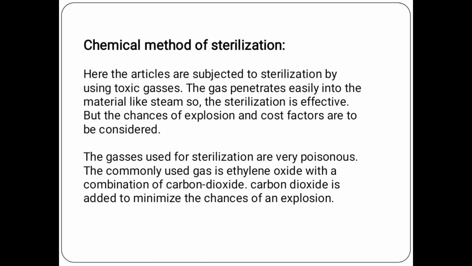And another method is the chemical method of sterilization. There are many articles or subjects to sterilize using toxic gases. The gas penetrates easily into the material like steam, so the sterilization is effective. But the chance of explosion and cost factor are also considered, especially in chemical sterilization. There is a lot of research going on in chemical methods of sterilization. We use different kinds of chemicals, especially to kill microorganisms on the surface of utensils. If we are using any dry product or powder product, then the CIP process is not possible in the food industry. So these chemicals are used.